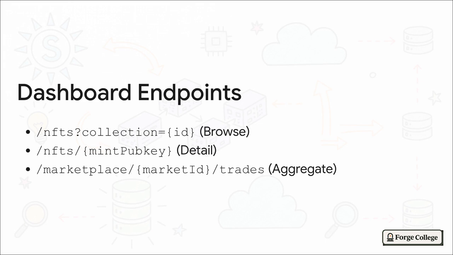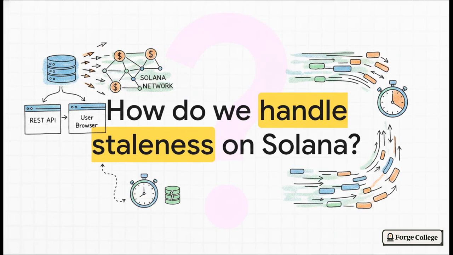First, a paginated collection view to browse items, mapping directly to a collection ID. Second, a detail view using the specific mint pub key as its identity for when a user actually clicks into a single NFT. And third, an aggregated endpoint to track recent trades across a specific market ID. By separating these concerns, your front end can fetch exactly what it needs when it needs it, and usually entirely in parallel. But wait, querying fast-moving on-chain data introduces a massive engineering challenge.